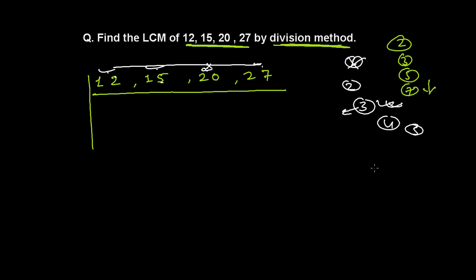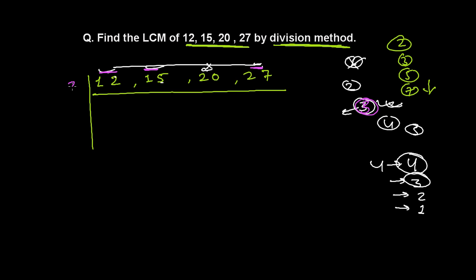So always see, if you have 4 numbers, you need to find a number which can divide all 4 numbers. If not, then there should be at least a number which can divide 3 of them. If not, then at least 2 of them. If not, then only 1. So always try to find a number which can divide all 4. If not, try to find one which can at least divide 3. So here we got a number which can divide at least 3 of them, which is 3. 3 can divide 12, 15 and 27.